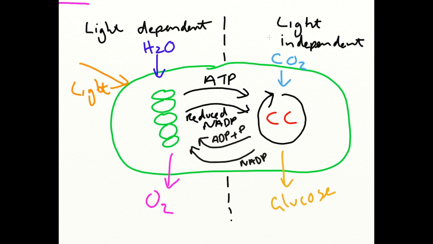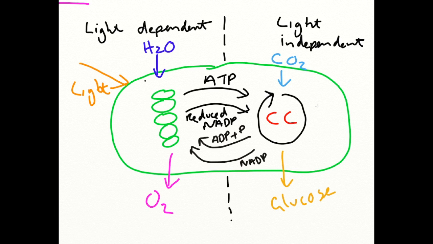So you get the light dependent reaction that requires light, requires water, and this takes place in the grana, specifically in the thylakoid membrane. Some processes go on, O2 is released, ATP is transferred to the light independent reaction, and reduced NADP is transferred to the light independent reaction. And that's that side done.